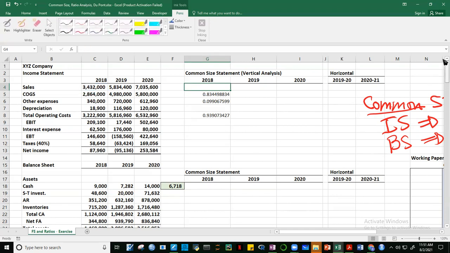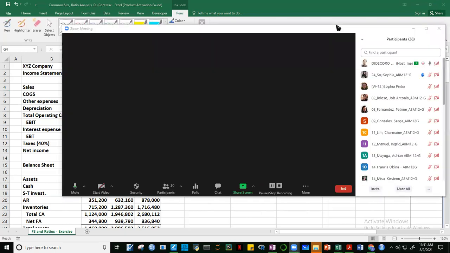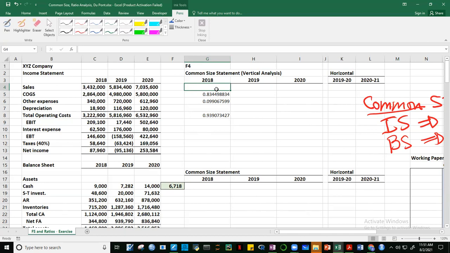Okay, if you're using Windows, guys, you press F4. Who among you are using Mac? May I have a show of hands, guys? Okay, si Liam, okay, si Jillian. Okay, medyo iba yata sa Mac, ano? Paki-experiment nyo nga, guys, kung sa Mac. Okay, sa Windows muna, no? So, is equal to C4 over C4. Okay, and then I press F4.